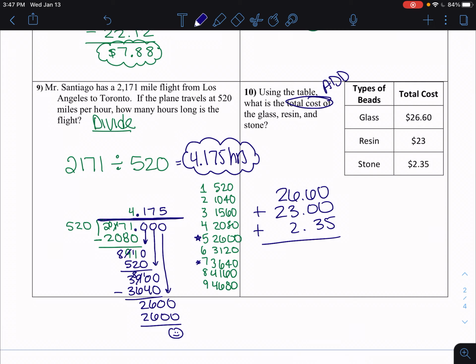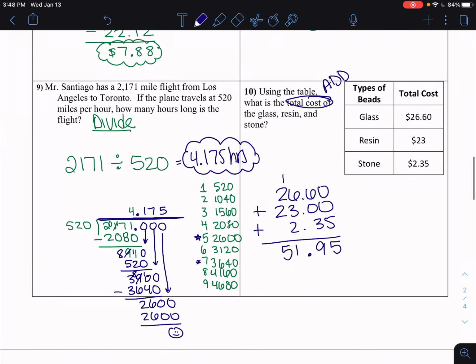So 0 plus 0 plus 5. 6 plus 3 is 9. Bring my decimal down. 6 plus 3 is 9, plus 2 more is 11. Carry the 1. 2 plus 2 is 4, plus 1 is 5. So $51.95. And that's dollars, because that's the total cost of all 3 things.